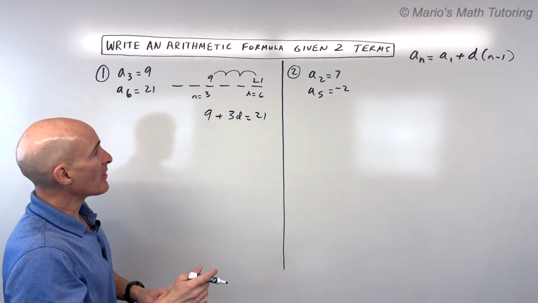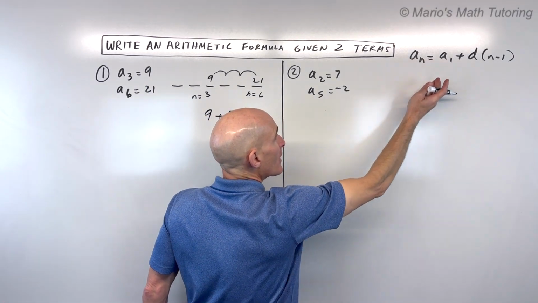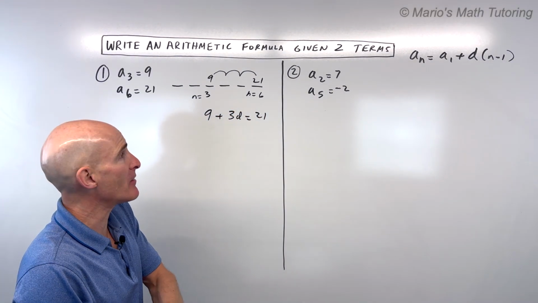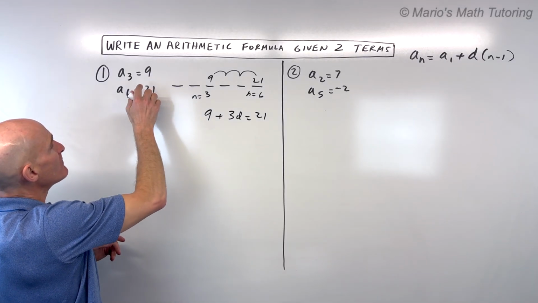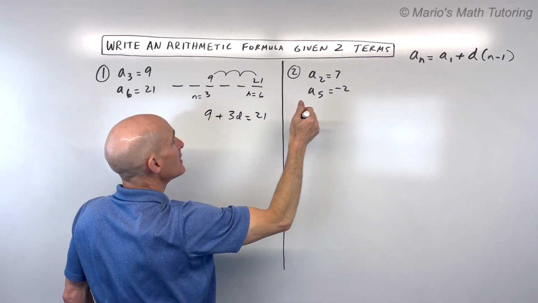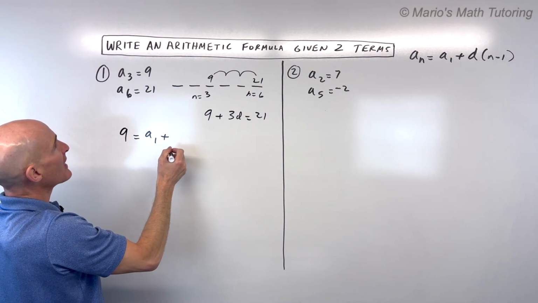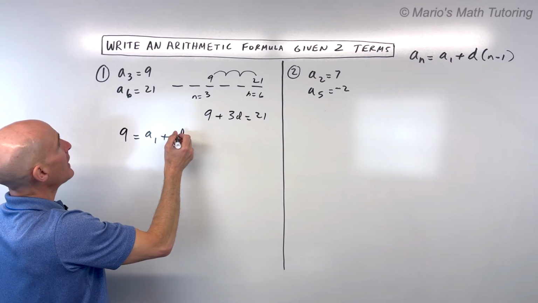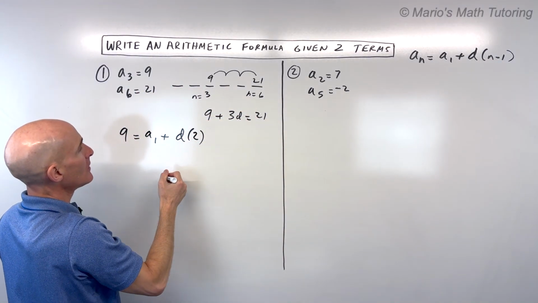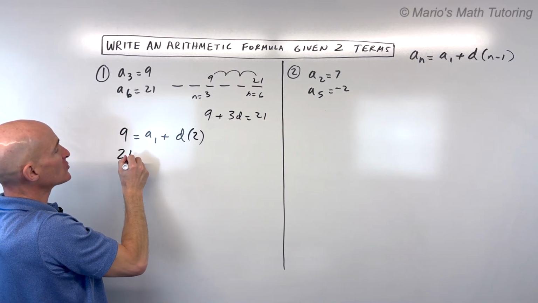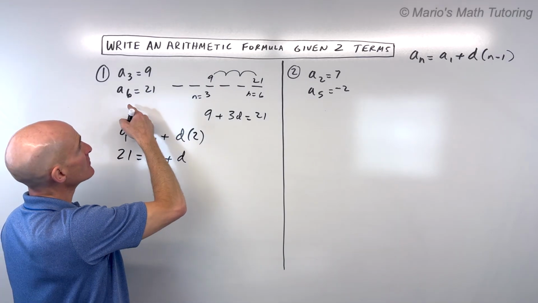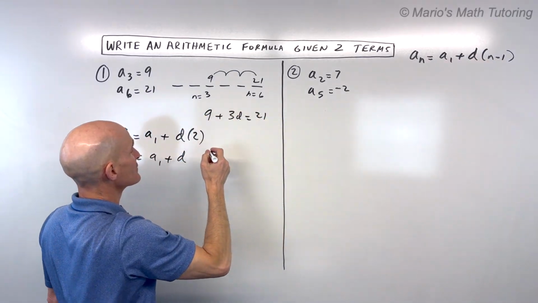That's one way. The other way I like to do it is I like to use this explicit formula right here for arithmetic sequences and write a system of equations. So let me see if I can show you that method. What you would do is you'd say, the third term is 9, so that's a sub 3 is 9. The first term we don't know. The common difference we don't know. And then n is 3, so 3 minus 1 is 2. Now for the sixth term, we know the value is 21. We don't know the first term in the sequence. We don't know the common difference, but 6 minus 1 is going to give us 5.